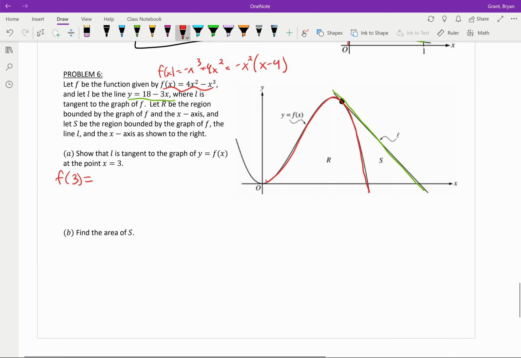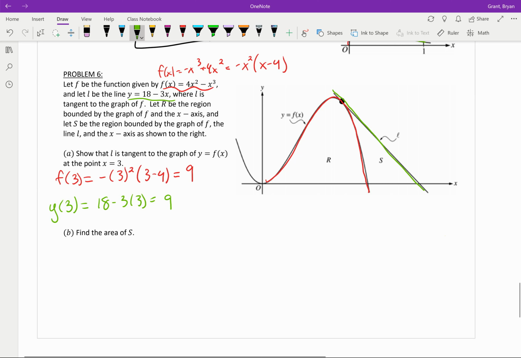Okay, so f of 3 then is going to be negative 3 squared by 3 minus 4. Much easier to evaluate things in factored form. Negative and a negative is positive. I'm getting positive 9 here. And if I did everything right, then when I take my green function and do y of 3, evaluate 3 in here, 18 minus 3 by 3, 18 minus 9 is 9. So they do contain the same point.